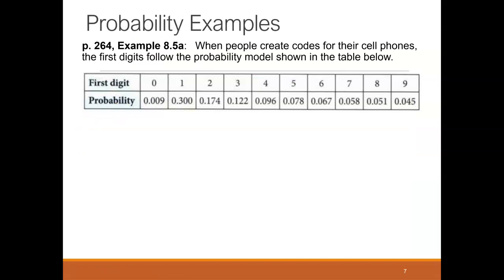Let's look at a numeric example that's a little bit more complicated than some of our simple dice and card examples we've been using so far. When people create codes for their cell phones, the first digit follows the probability model shown in the table below. So we have 0.009 is the probability that your first number is a 0, 0.3 that it's a 1, 0.174 that it's a 2, etc., etc.